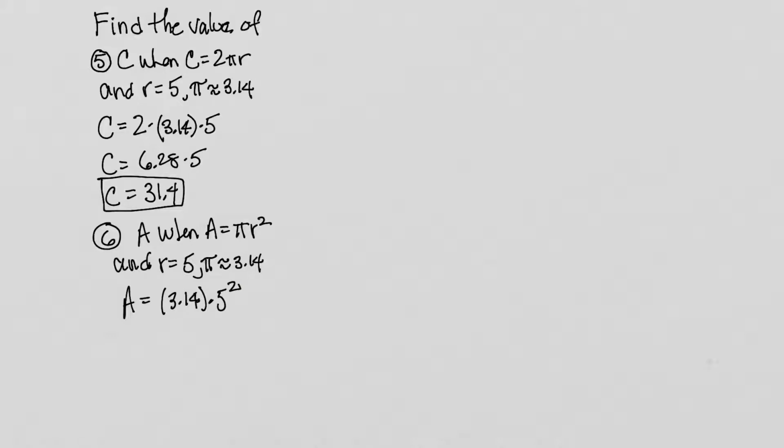So I'm going to do it all at once on my calculator. I'm going to type in 3.14 times 5, and then I've got a caret key that raises to powers. And when I multiply that out, I got a equals 78.5. Now, if we were actually finding the area of a circle, this would be 78.5 square units, square inches or meters or centimeters or something. But it's just a formula, so we don't have any units. So we're just going to say a is 78.5.